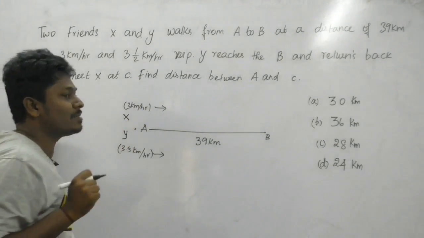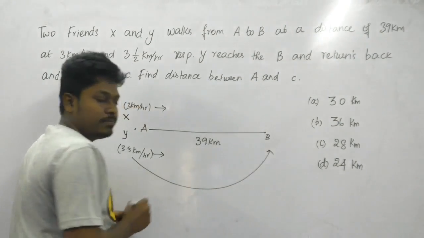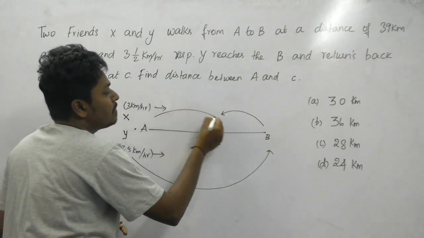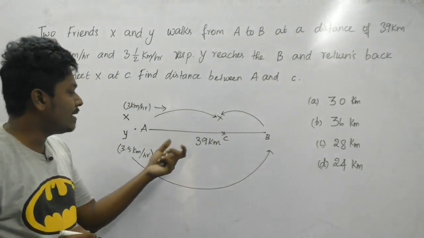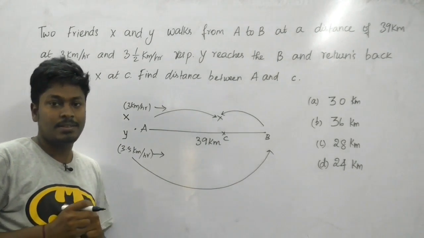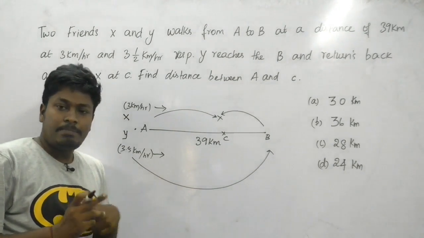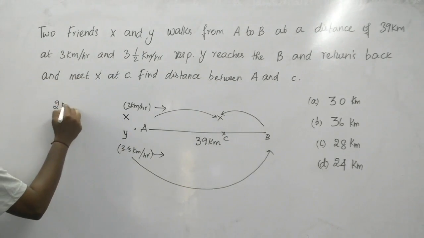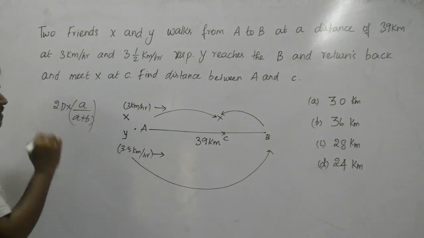So now the important concepts. See here, Y reaches this point B, and he again returns back and meets X at a point C. They are asking what is the distance between A and C. This is what the question is. I hope that 50% of the people know a formula: 2D into A divided by A plus B. This is the formula for this question.